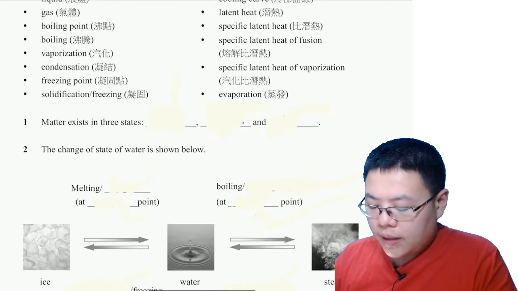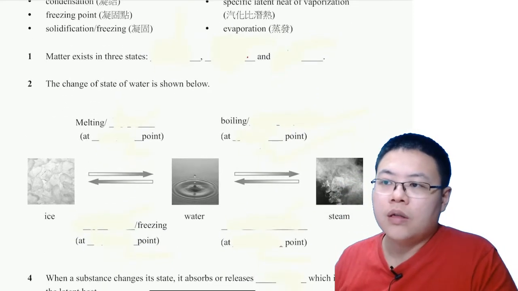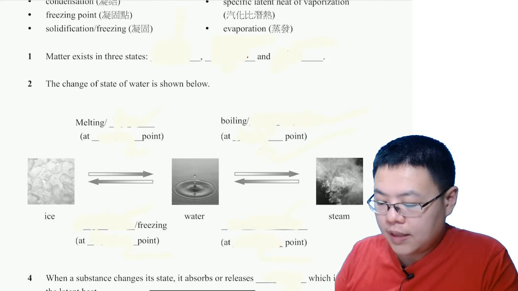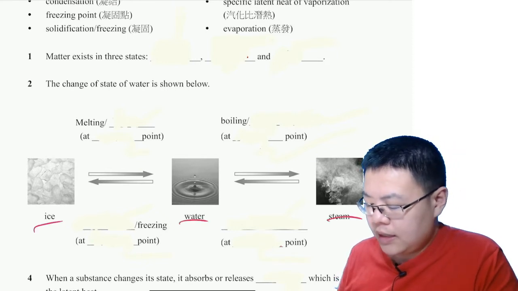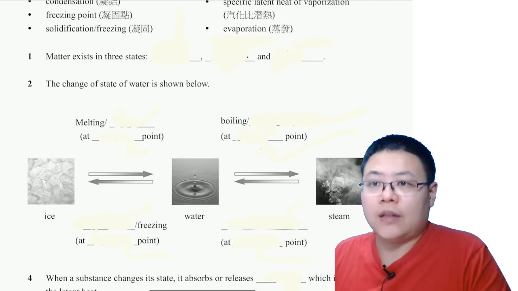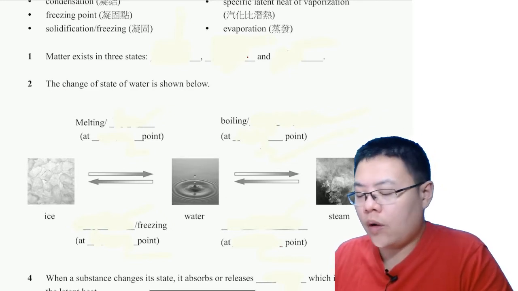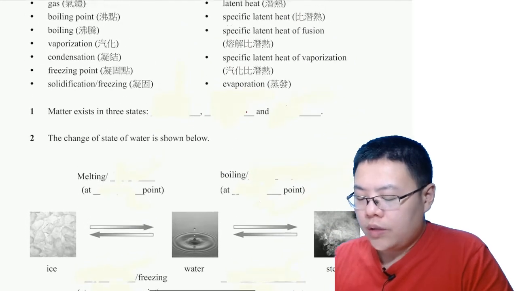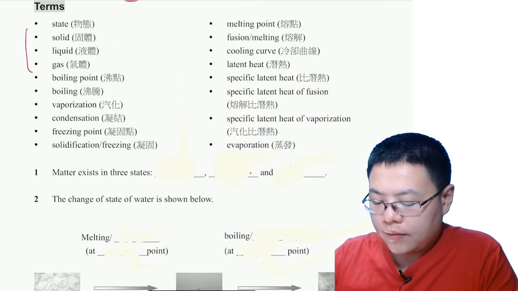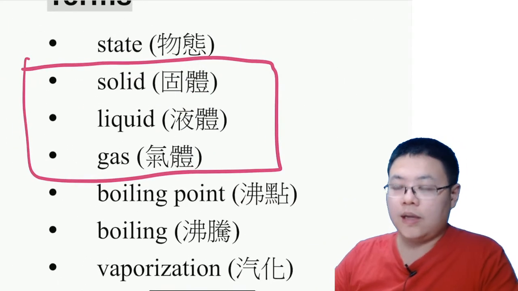Okay. Question 1. Matter exists in 3 states. So some of you might think, oh, I see, ice, water, and steam. This is the 3 states, right? It is for water, but that is not the correct terms for all the material. Actually, the official term of the 3 states is solid, liquid, and gas.